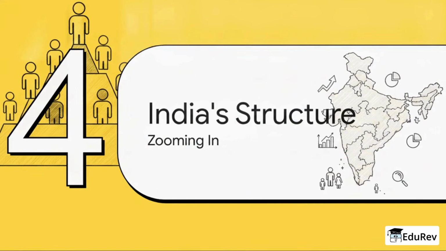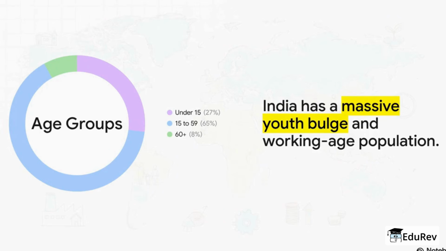Part 4. India's population structure, zooming in. When we zoom in, we see that India possesses a massive youth bulge. Currently, 27% of our population is under 15 years old. But the really staggering number, the one you need to remember, is that 65% of our population is in the working age group, between 15 and 59 years old. We have a massive base of adults ready to drive the economy forward, with only 8% in the elderly bracket right now.